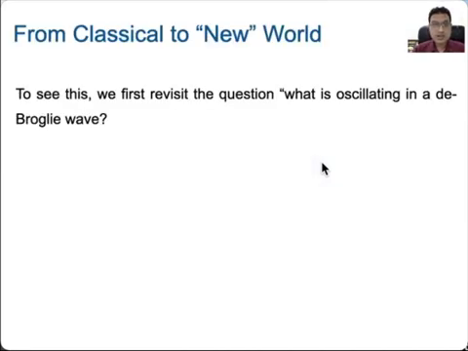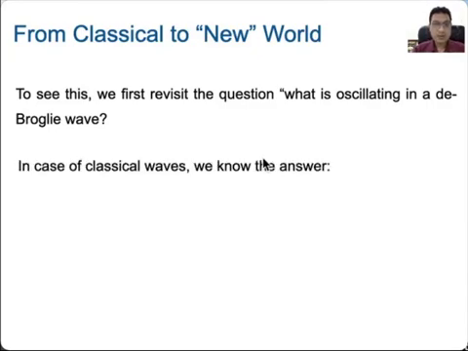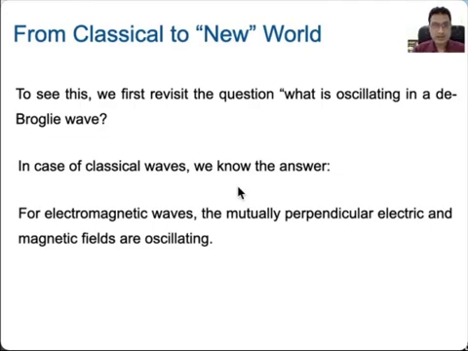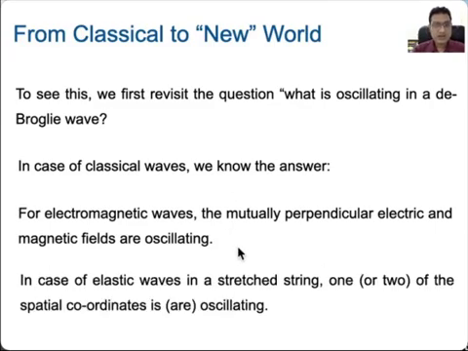So to see this, we first need to revisit the question: what is oscillating in the de Broglie wave? In the case of a classical wave, we know the answer. For example, in the case of an electromagnetic wave, the mutually perpendicular electric and magnetic fields are oscillating. In the case of elastic waves in a stretched string, one or two of the spatial coordinates are oscillating. So we know the answer in the case of the classical waves.